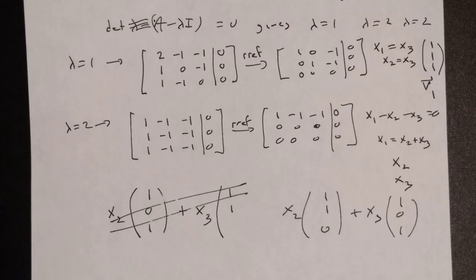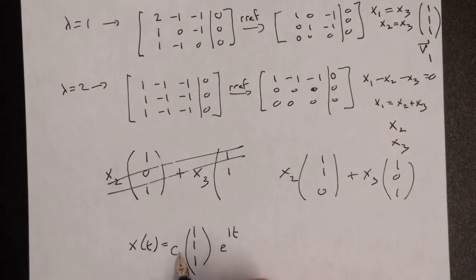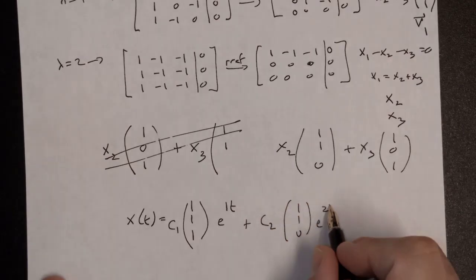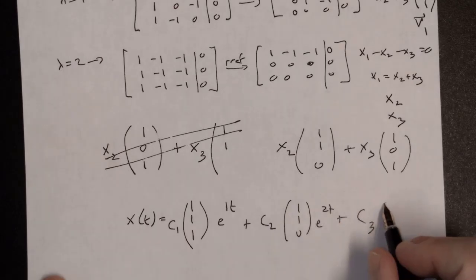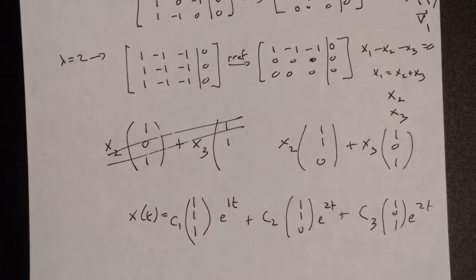I can still do exactly what I want before. I can say that x of t is c1 times 1, 1, 1 e to the 1t, plus c2 times 1, 1, 0 e to the 2t, and c3 times 1, 0, 1 e to the 2t. As long as I have enough vectors, I'm fine. Those vectors point in different directions. Works perfectly. Like each eigenvalue, like that.